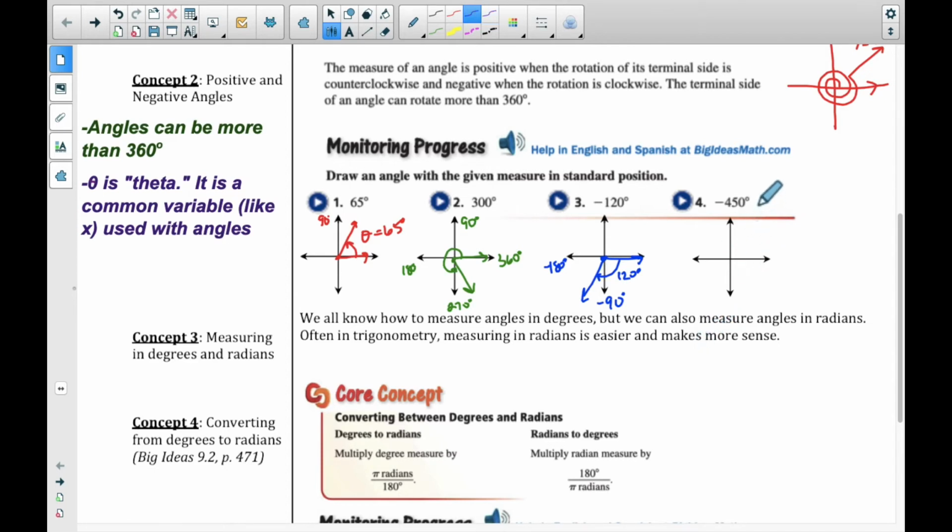The last example here is going to be negative 450. That's more than 360 degrees. We still start with the vertex at the origin and our initial side on the x-axis. We're going to go negative 450 degrees. Okay, so that means we're going in the negative direction, and we're going up to 360, but then we have to go farther. How much farther? Well, we have to maybe think about it in our head.